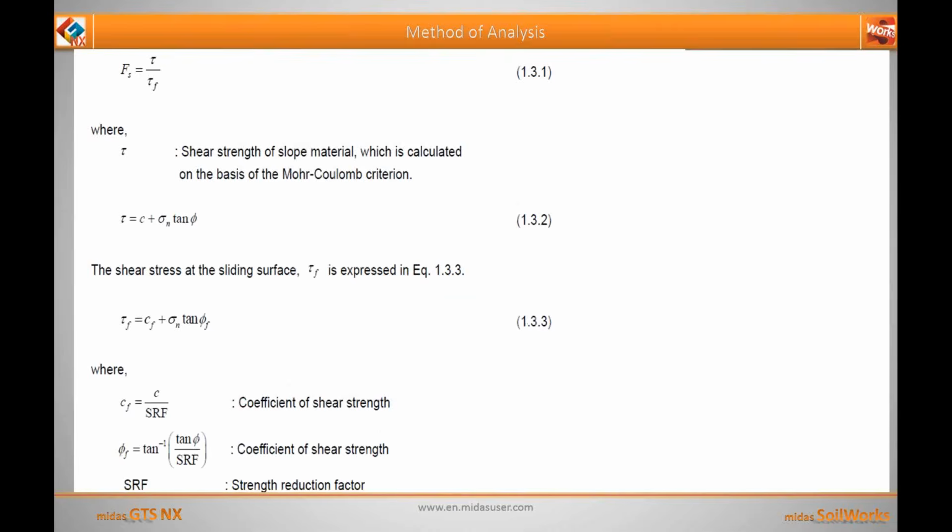So based on that, the factor of safety is calculated as Fs is equal to tau upon tau F, where tau is the shear strength of the slope material on the basis of Mohr-Coulomb criteria initially, and tau F is basically the failure shear strength of the element or of the material, and calculated as follows. So you can see that tau F is equal to Cf plus sigma n tan phi F, and accordingly the factor of safety is calculated as Fs is equal to tau upon tau F.